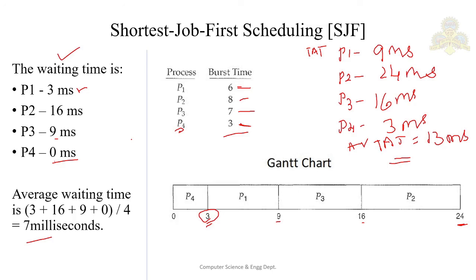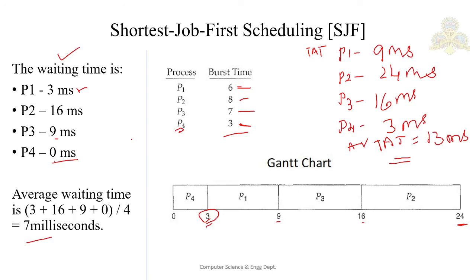Now let us compare the FCFS and SJF algorithms. First, the basic comparison: FCFS executes the processes in the order in which they arrive. That is, the process which arrives first will be executed first. But in SJF, the process which has the smallest burst time will be executed first. Okay. And we saw that FCFS is non-preemptive in nature, right? But SJF can be preemptive as well as non-preemptive. The preemptive SJF we call shortest remaining time first, SRTF.